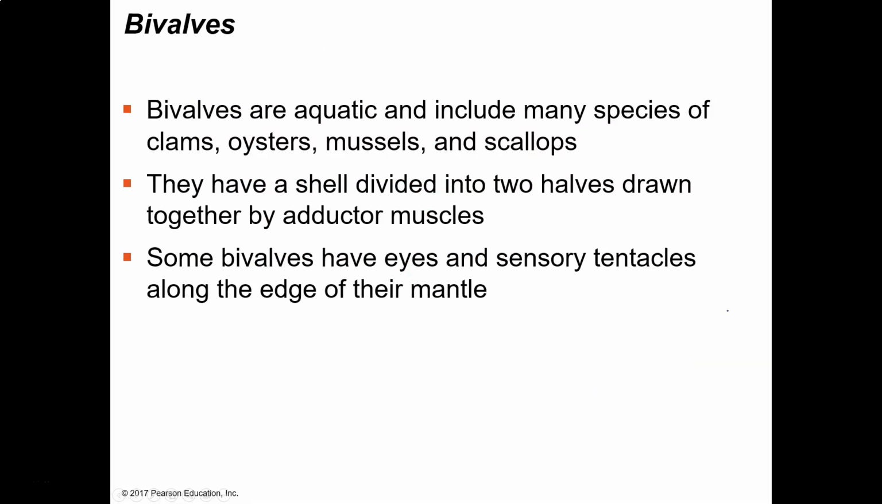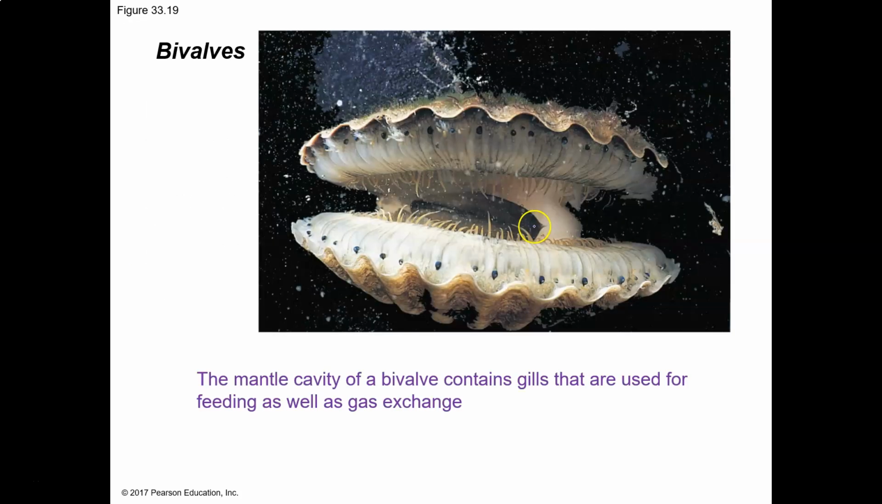Bivalves are probably the mollusks that you're most familiar with. They have unique adductor muscles that only function for closing, and the shell is divided into two halves. Some of the bivalves have little sensory tentacles along their edge, or sensory eyes. They're not really eyes, but they sense light.